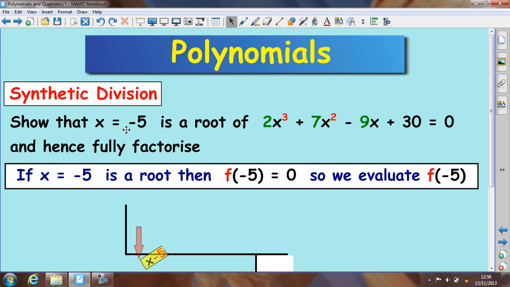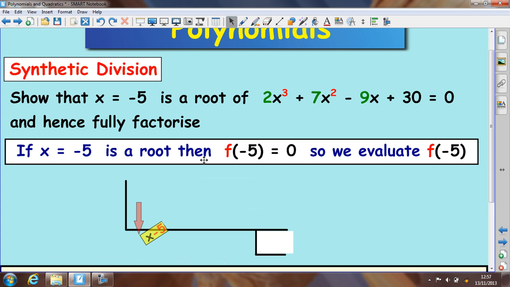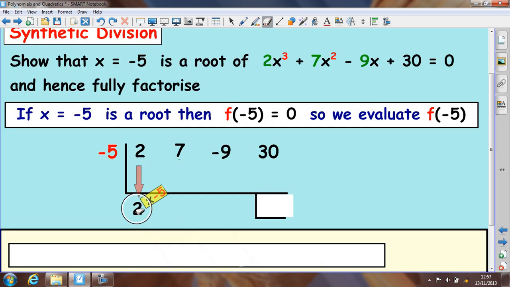Another example here: show that x minus 5 is a root of this here, and hence fully factorise. So if x minus 5 is a root, then it should pop out as 0 at the end, just like before. So that means you put your negative 5 here. You look at your coefficients: you've got a 2, a 7, a negative 9, and a 30. Drop your 2 down, same process, multiply by negative 5 to get negative 10, then add them. Negative 3, multiply by the negative 5 to get 15, add to get 6, multiply by negative 5 to get negative 30, add to get 0.